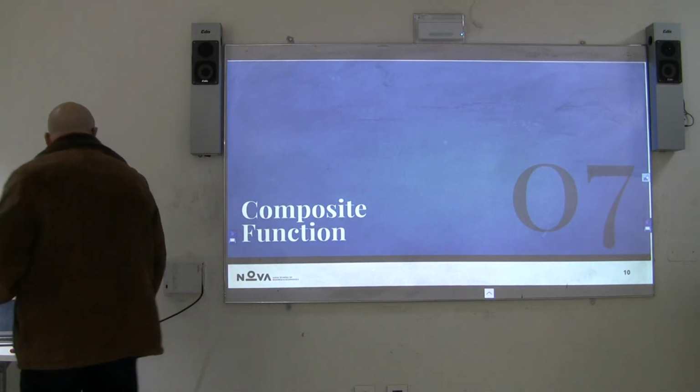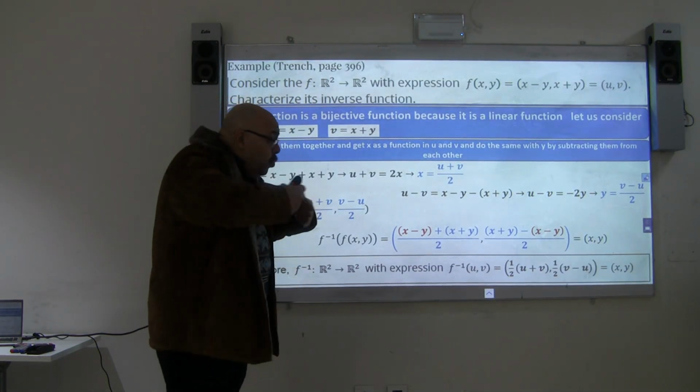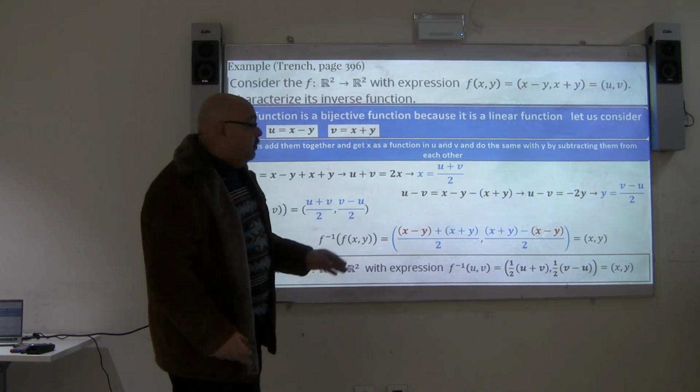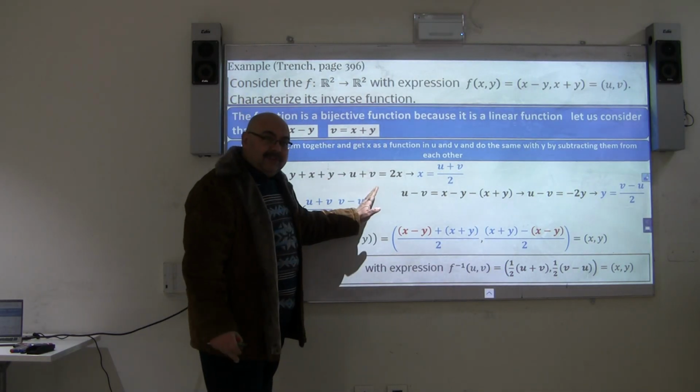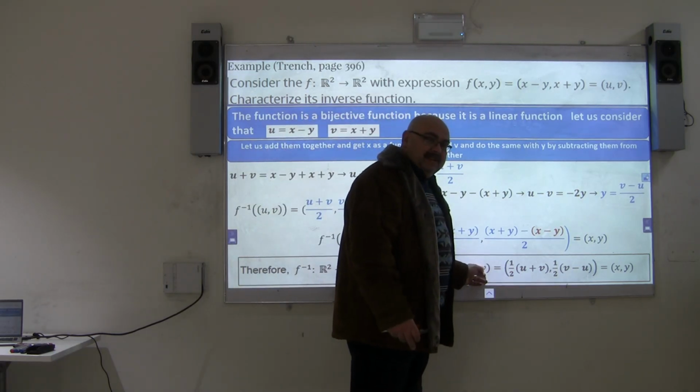Now I want to talk with you specifically about the composite function. Remark that through our work in the inversion, we had to make the check of f minus 1 of f of x, or getting the function of u and v.